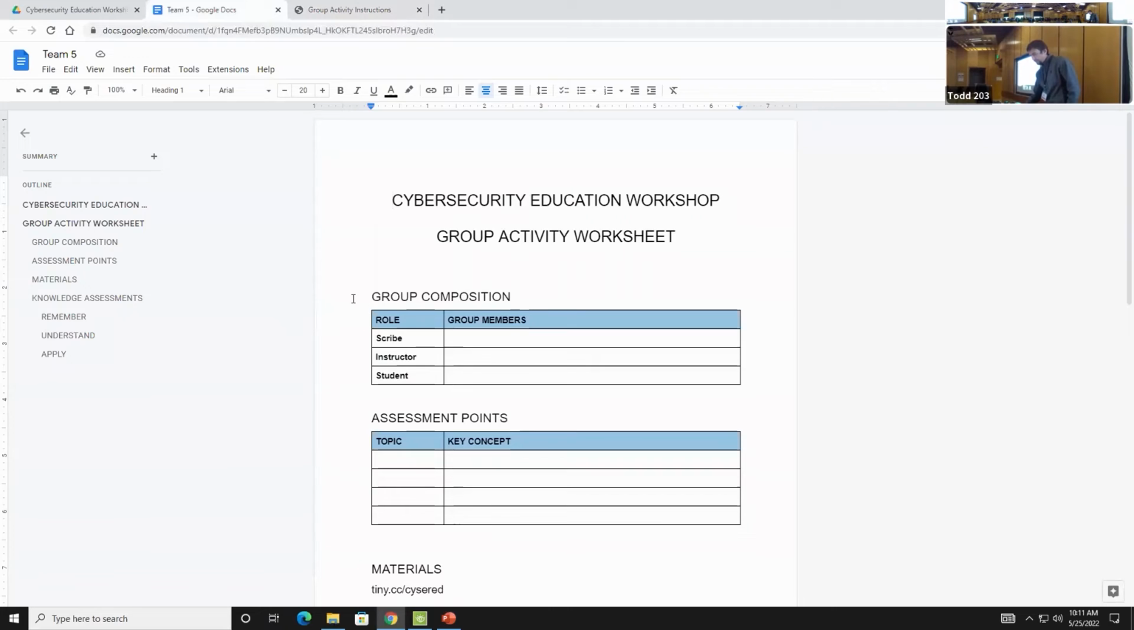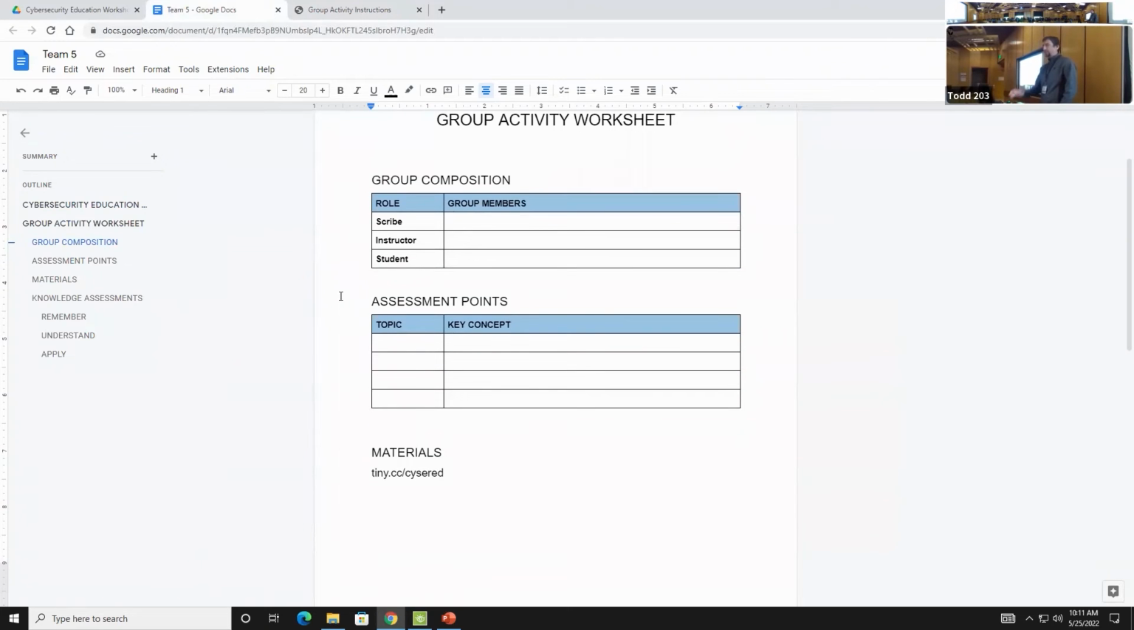The assessment points table, in the assessment points, this one? Yes. These are the items you come up with that you're going to answer questions about, the description of what you're testing on.